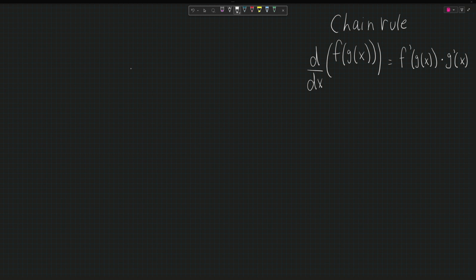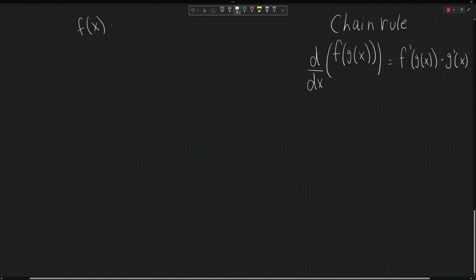Alright, last one of the day for the basic rules of derivatives. Now, this one is the chain rule. And this is when you have a function inside of a function. The very famous ones. So, the derivative of f of g of x is f prime of g of x times g prime of x. That's it. It's simple.